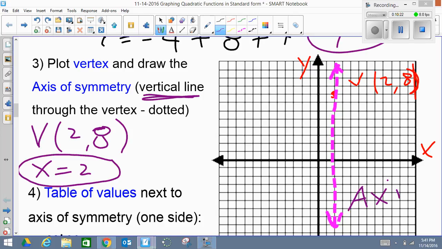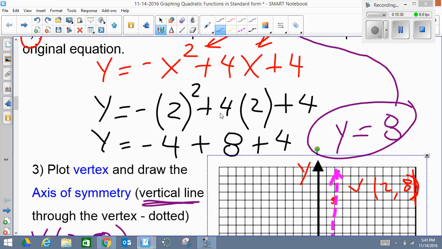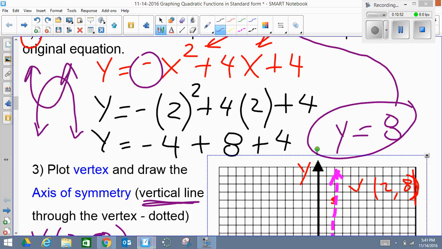Okay, axis of symmetry. Now, something that I forgot to mention is that when your original function is negative, when the a is negative, you see what I'm pointing at right now? That's the value of a. When the a is negative, my parabola is opening down, because this value is negative. If that value is positive, then my parabola will be opening up.